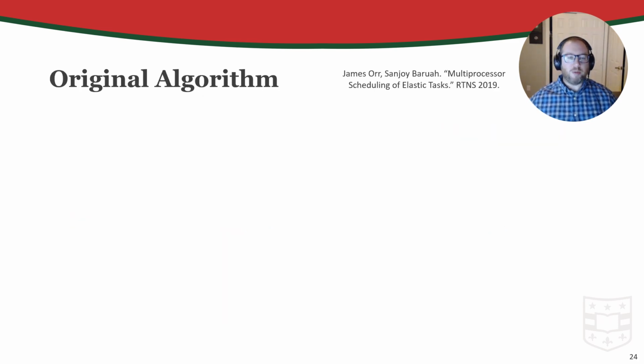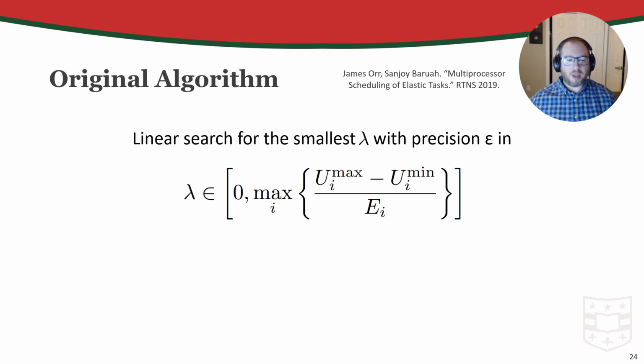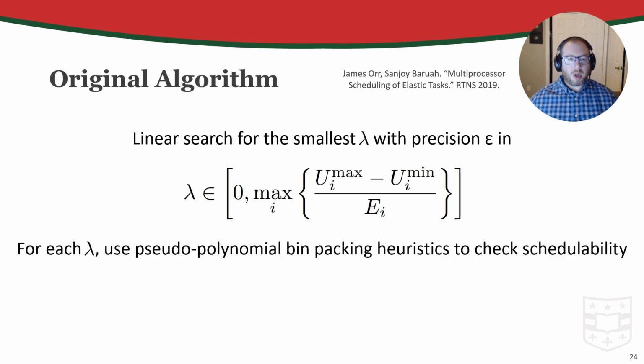In the original algorithm for elastic partitioned EDF scheduling, presented by James Orr and Sanjoy Baruah at RTNS 2019, the idea is to perform a linear search over values of lambda with some tunable precision epsilon in the range from 0, representing no compression, to a value of lambda that takes all of the tasks to their minimum utilizations. Then, for each value of lambda, utilizations are updated, and then pseudo-polynomial bin packing heuristics are used to find a schedulable partition. Lambda is then increased by epsilon until a schedulable configuration is found.